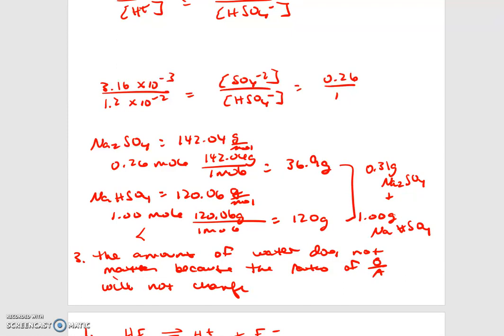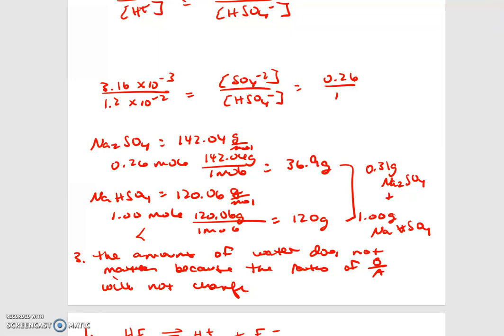So I'm going to take 0.26 moles and convert that to grams, and I get 36.9 grams of sodium sulfate. I'm going to do the same thing with my sodium hydrogen sulfate, so my molar mass is 120.06 grams per mole. If I have 1 mole of that, that gives me about 120 grams of my sodium hydrogen sulfate. So if I took 36.9 grams of sodium sulfate and 120 grams of sodium hydrogen sulfate and added it to a solution until it all dissolved, my pH would be 2.5.